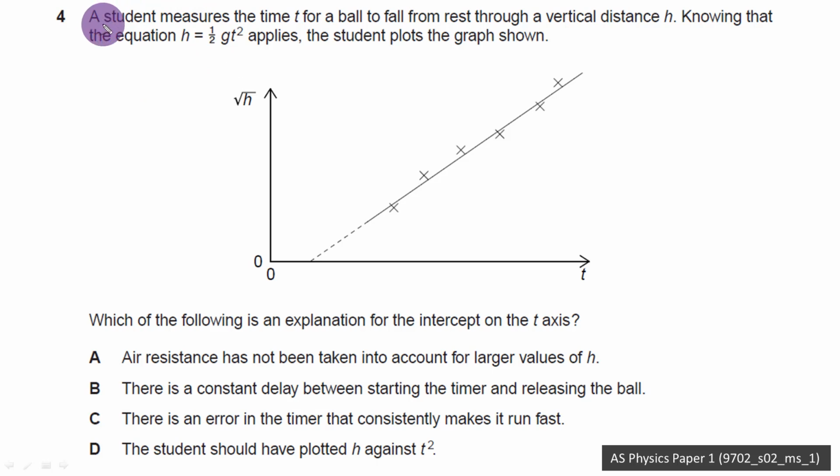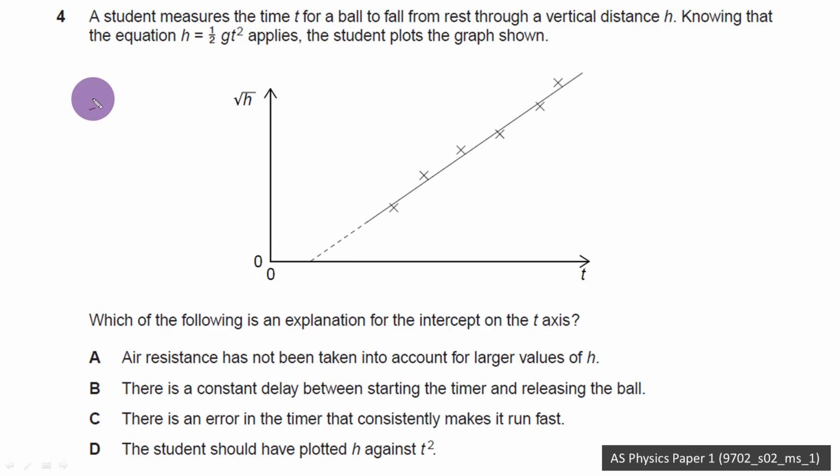In the question, we are told that a student measures the time t for a ball to fall from rest through a vertical distance h. Knowing that the equation h equals a half g t squared applies, the student plots the graph shown. And here we have the graph. Which of the following is an explanation of the intercept of the t-axis?